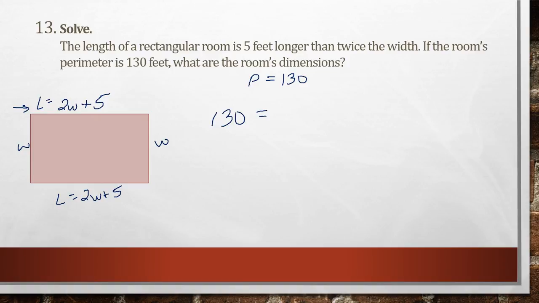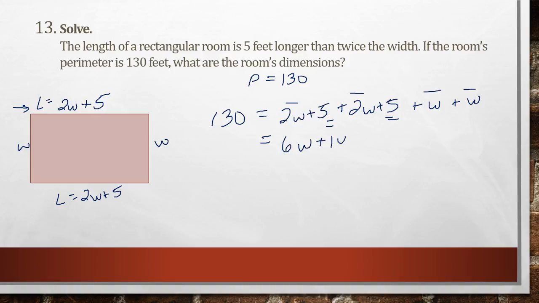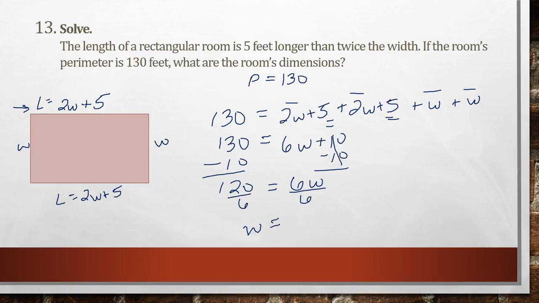So we have 2w plus 5 plus 2w plus 5 plus w plus w. And there's another way that you can do this, but I'll show you that after. So combine your like terms. We have the w's, and then we have our 5's. So that gives us 6w plus 10 equals 130. And we're solving for w, so we subtract 10 from both sides. The 10's cancel out, and we have 120 equals 6w. Divide by 6 to get rid of it, and w equals 20.